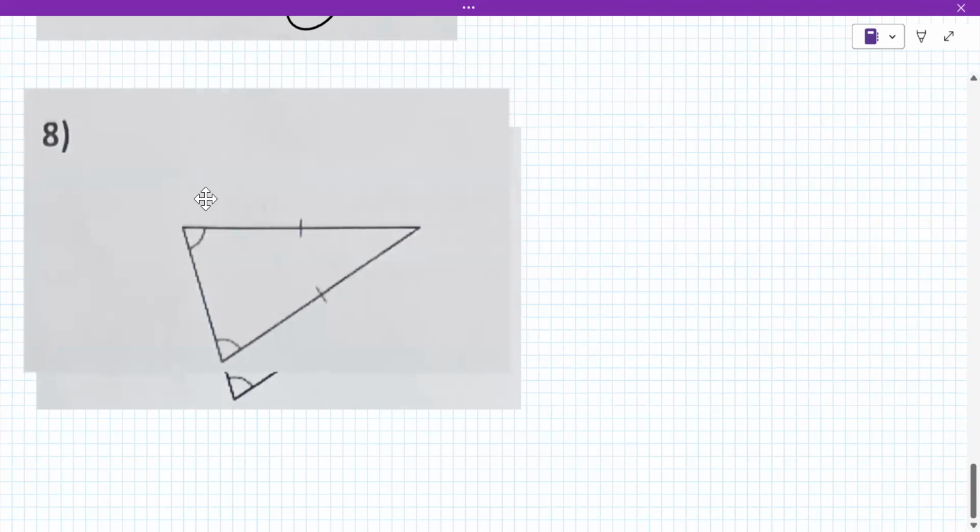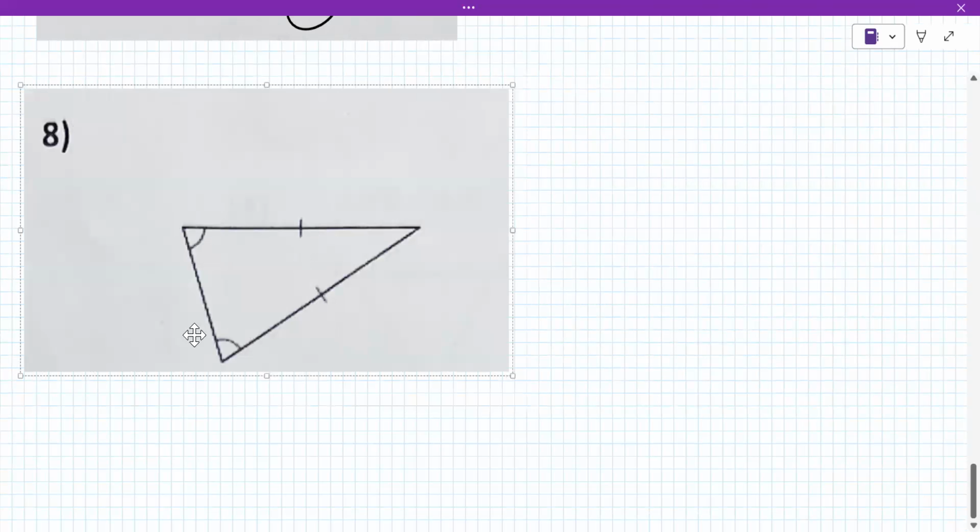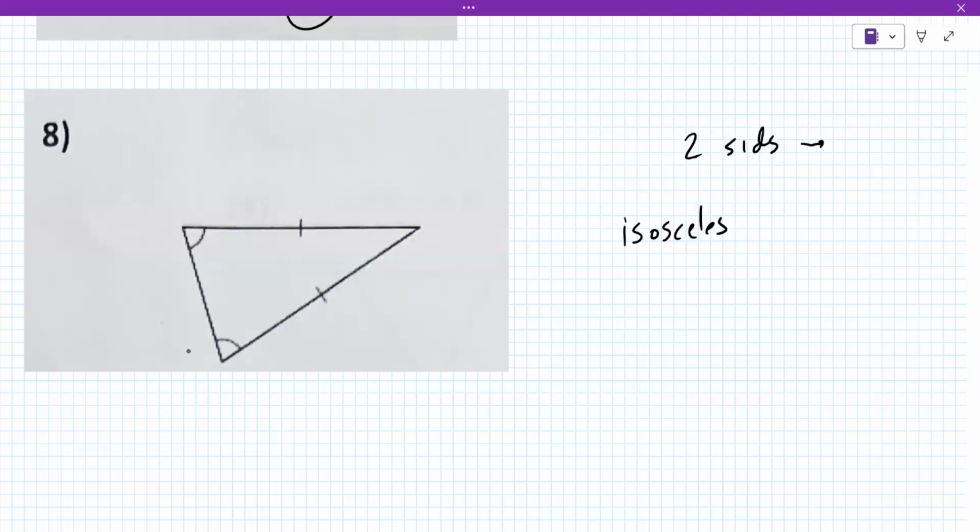Okay, number 8. Tell me what you see in terms of sides and angles. There's 2 sides and 2 angles. So this is isosceles, 2 sides, 2 angles congruent. And it's always that way. It's always 2 sides, then 2 angles congruent. Then 9 and 10. So let's take a look here.